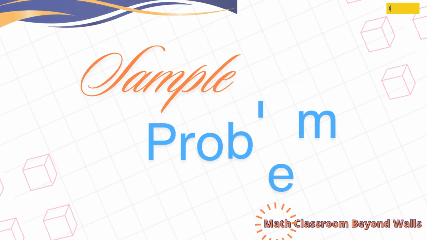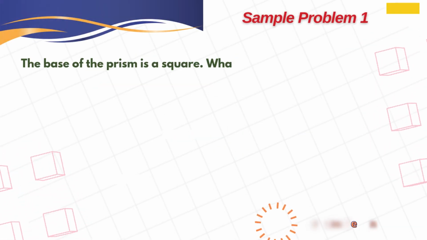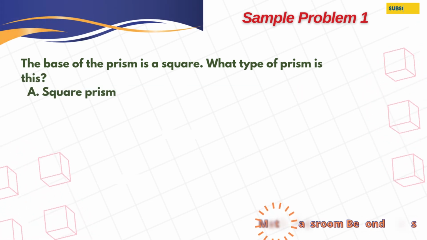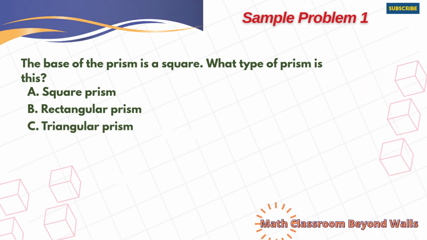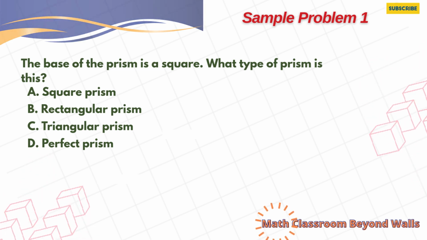Here's the problem. The base of the prism is a square. What type of prism is this? Option A, square prism. Option B, rectangular prism. Option C, triangular prism. Option D, perfect prism.